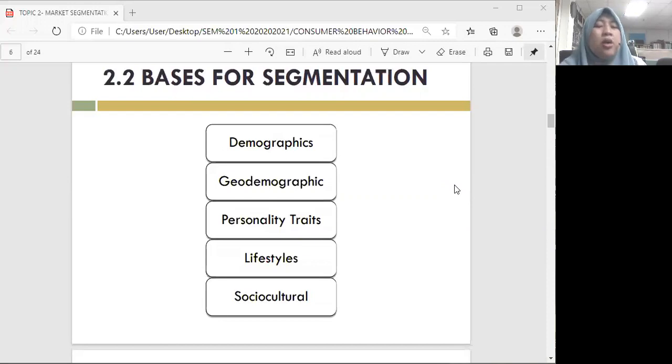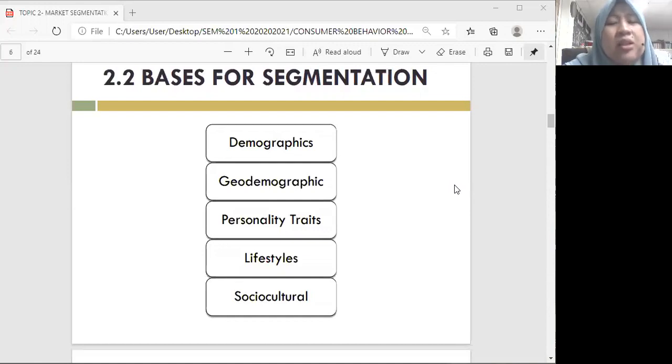Let's say your lifestyle is going for hiking, so of course you buy the boots, the shoes, the jacket, everything related to your camping bag, and everything is in the package, because your lifestyle is being segmented like that.